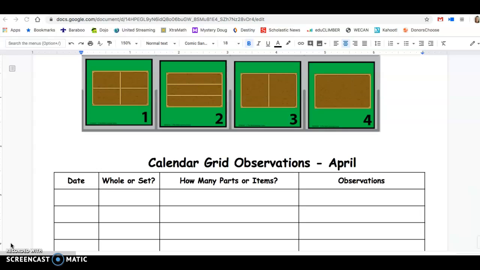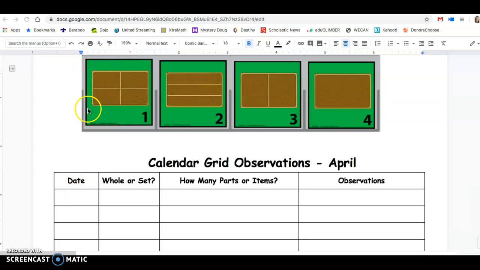Now, as you look at these calendar cards, I would encourage you to take a few moments and examine them closely, and then share the observations with someone at home. Now, if I could have your help filling in our calendar grid observations chart for these first 4 days of April. So you'll notice that the headings include date, whole or set, how many parts or items, and observations. So right now we're going to focus on just these 3, the date, whole or set, and how many parts or items, and then we'll get to the observations in just a moment.